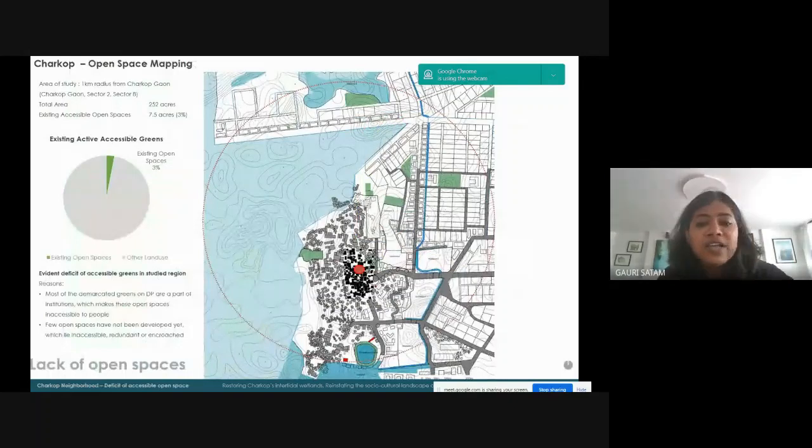Apart from the Koliwada, I have also studied the open spaces in the region, and I have understood that within a radius of 1 kilometer, although Charkop is a planned development, it only has 3% of accessible greens.